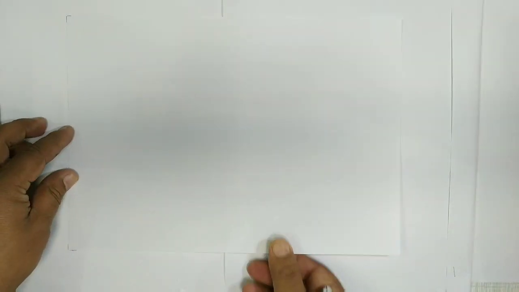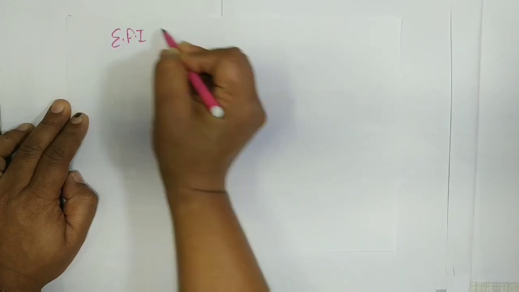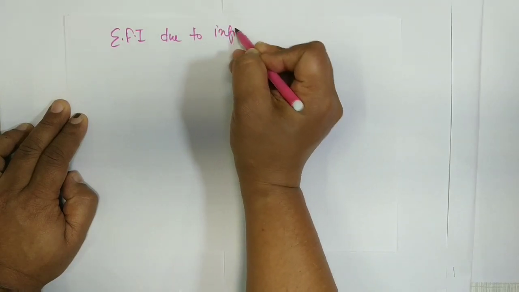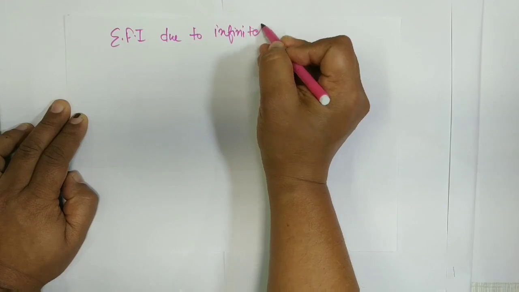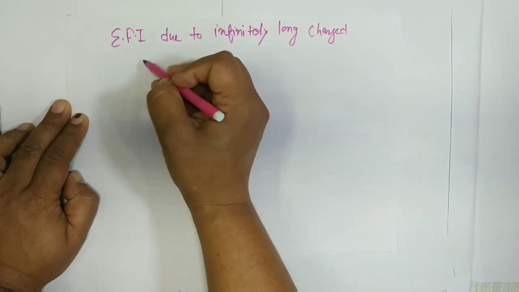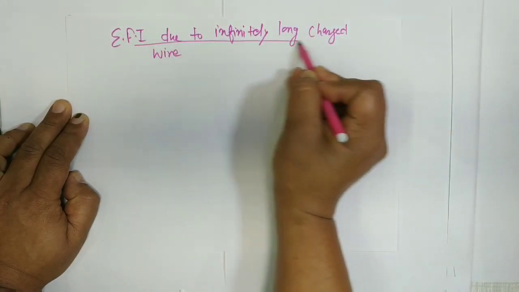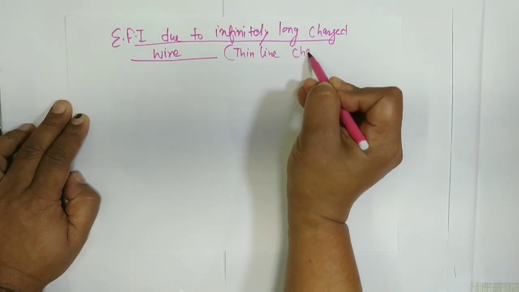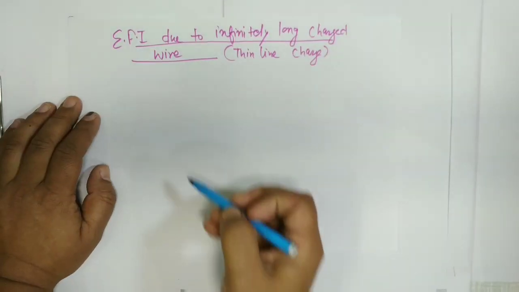Now we have some applications based on Gauss theorem. So we'll talk about the applications based on Gauss theorem, and one of the applications is for the line charge. So the first application is electric field intensity due to an infinitely long charged wire or thin line charge. It is written like that also, infinitely thin line charge. Sometimes it is like this, thin line charge. So we will talk about that also.